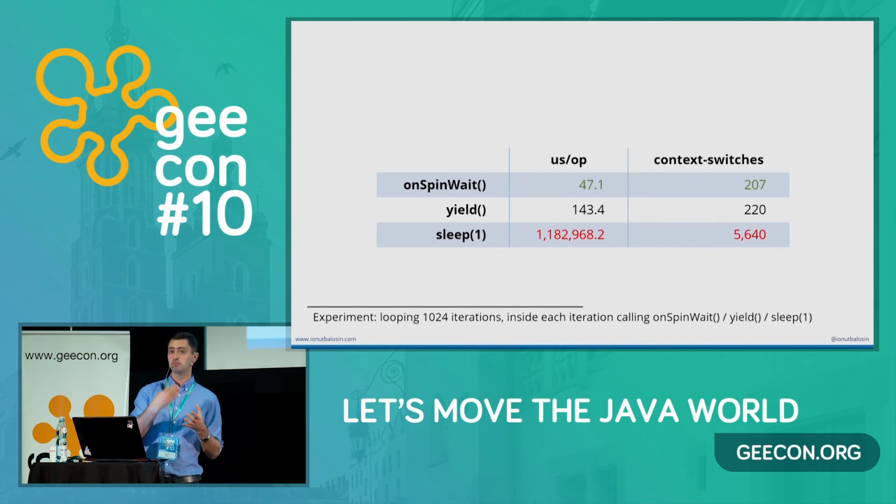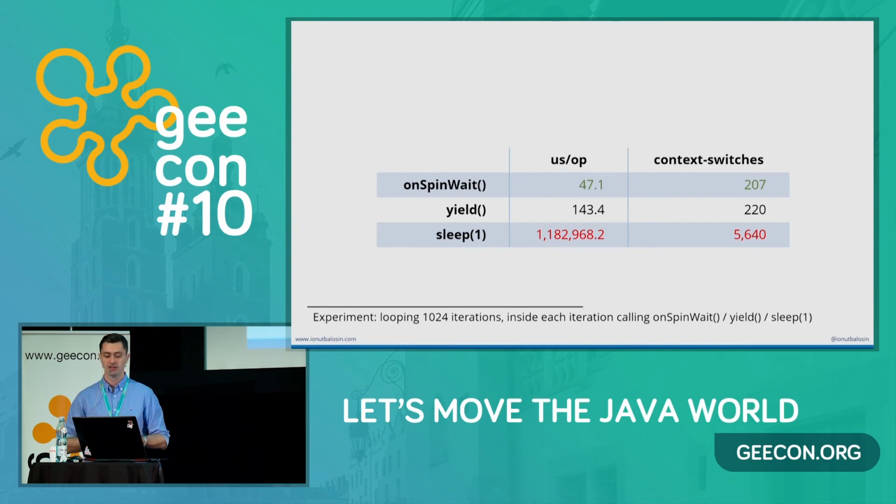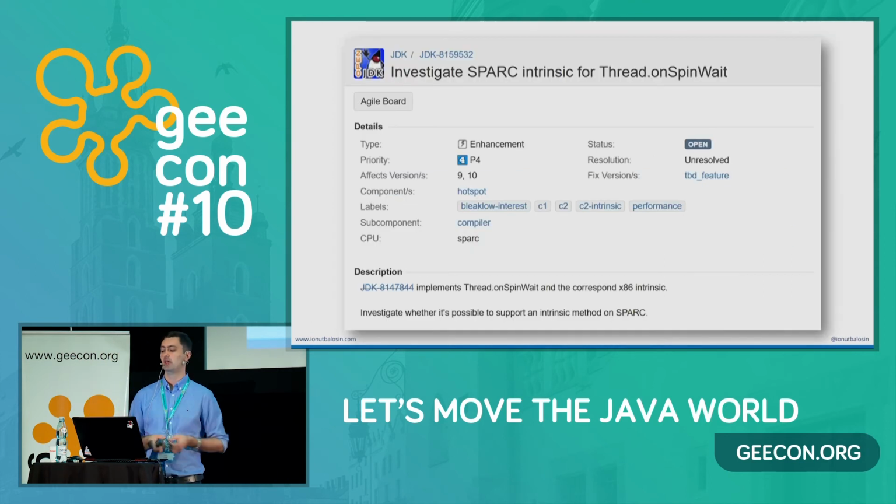In case of onSpinWait, you are not descheduled, but you just delay the execution. So that's why the number of context switches is lower for onSpinWait, and also the performance in case of onSpinWait is better because you pay less overhead. You are not descheduled. Still, there are context switches, of course, at the OS level, but not so many.